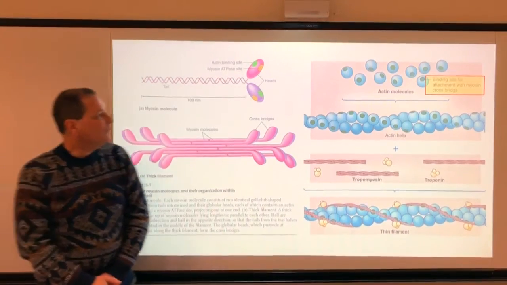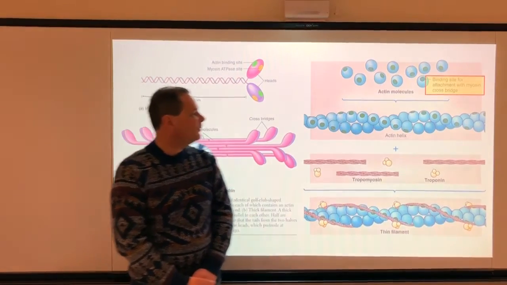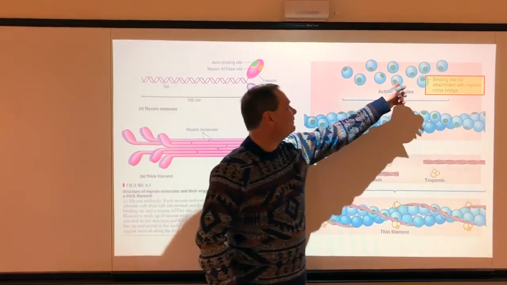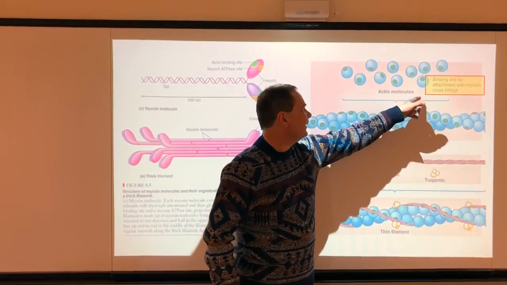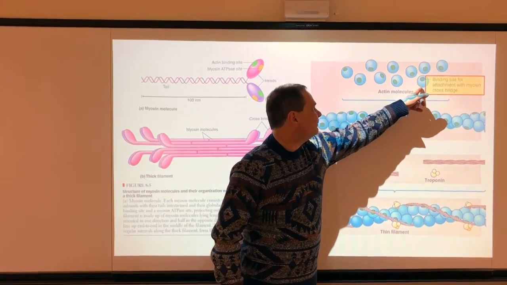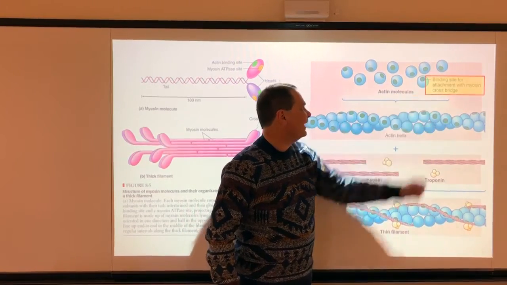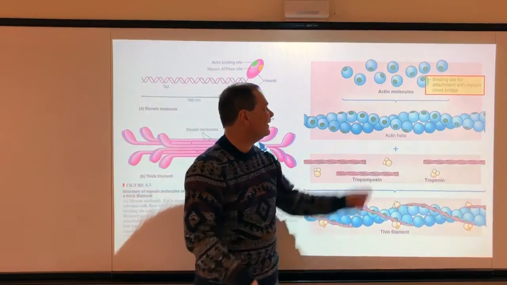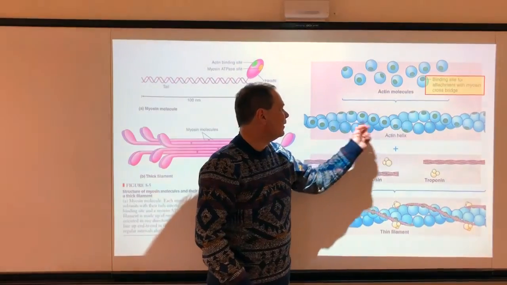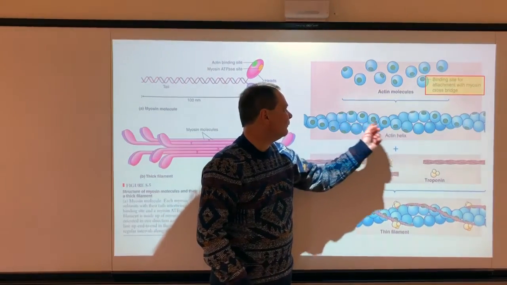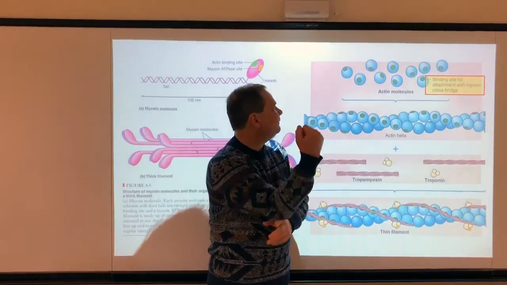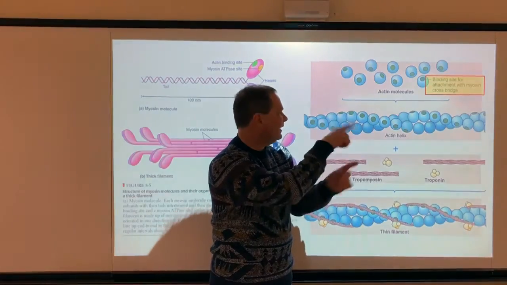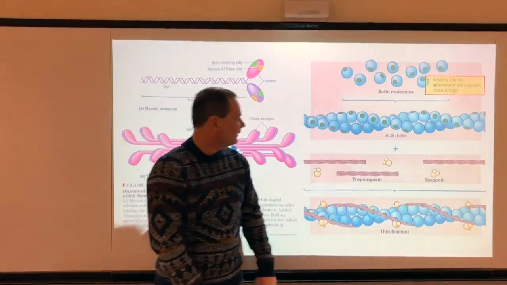Okay, the thin filament is made up of actin, tropomyosin, and troponin. The actin monomers have a myosin binding site, so a binding site where you get attachment to the myosin and where contraction takes place. These are assembled into what looks like a string of pearls, with the actin myosin binding sites sticking out and exposed.